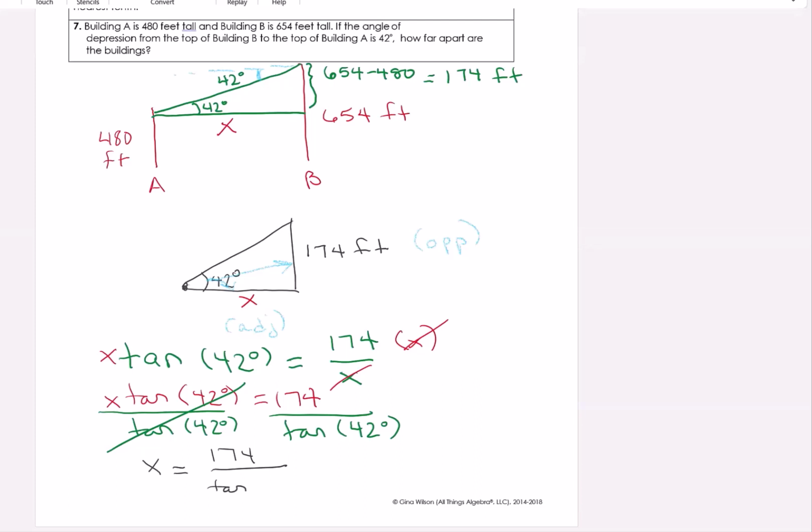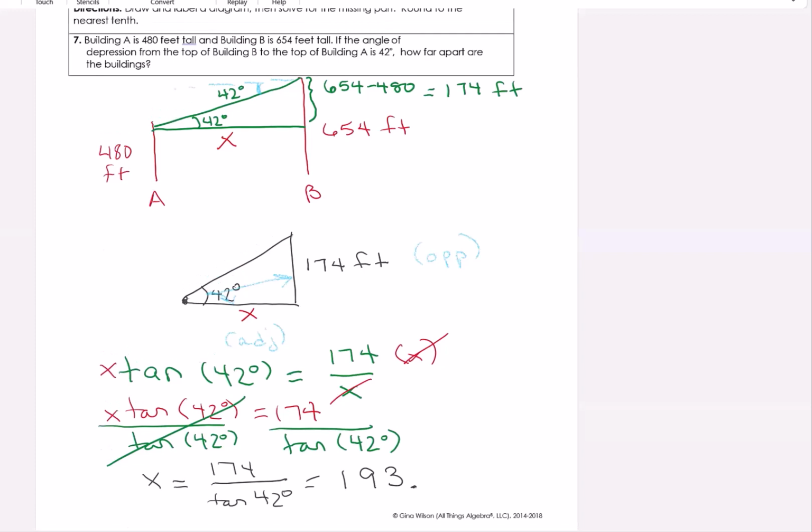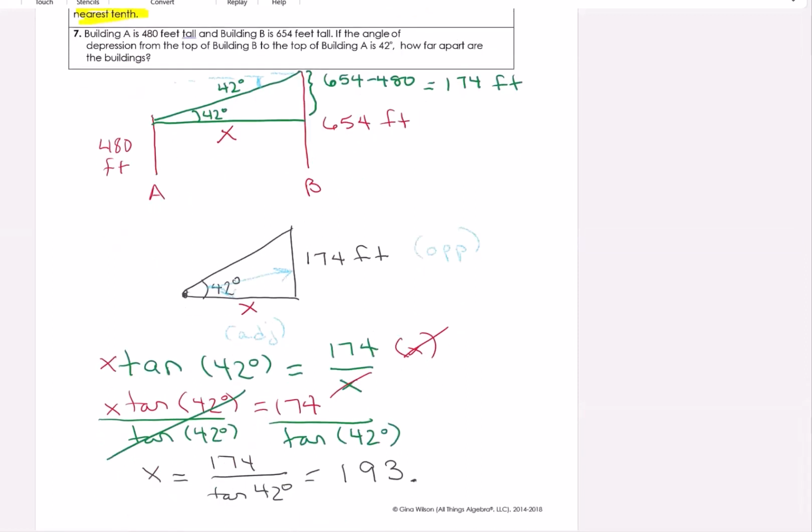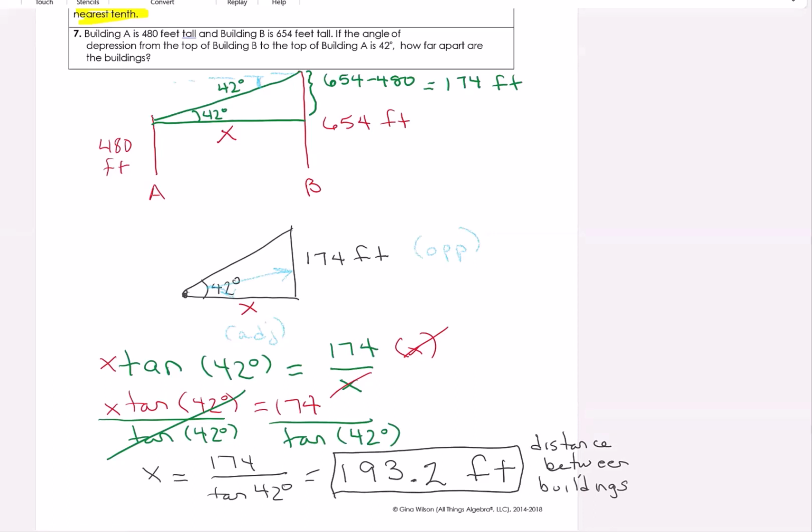And now it's time for my calculator. That becomes 193. Then let's look to see round to the nearest tenth. You really always want to find out what you want to round to. So this number becomes, to the nearest tenth, 0.2 feet. And that is the distance between the buildings. And that's it. We have one more problem.